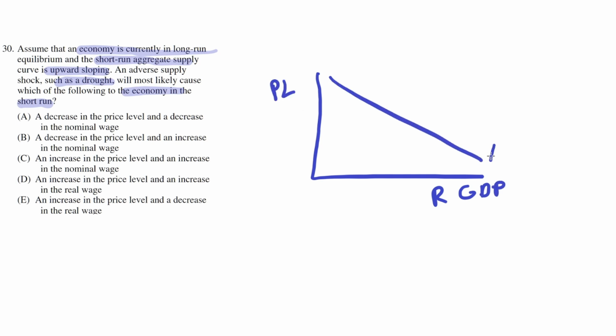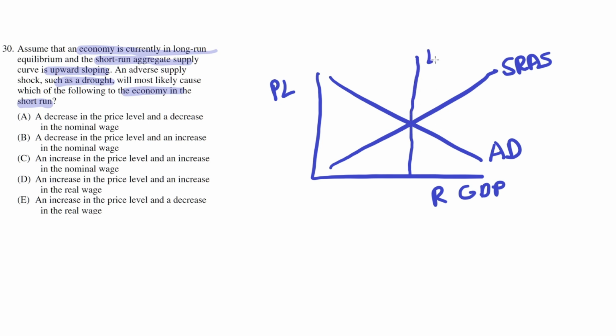And the graph would look like the following, where the x-axis is real GDP, and the y-axis is price level. The downward sloping curve represents the aggregate demand, and the upward sloping curve represents the short-run aggregate supply. Additionally, there is a long-run aggregate supply curve at the equilibrium point between these two, and it's labeled as LRAS.